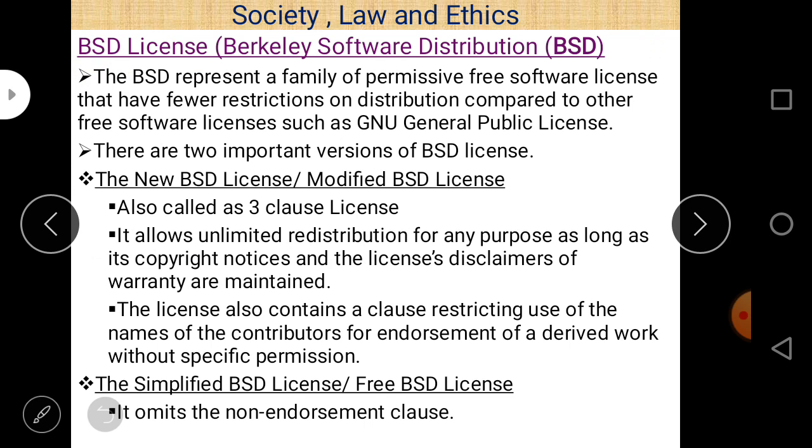So the difference between these two is that the simplified BSD license omits the non-endorsement clause, and the new or modified BSD license basically allows unlimited redistribution of software.